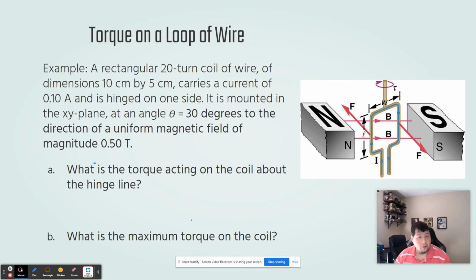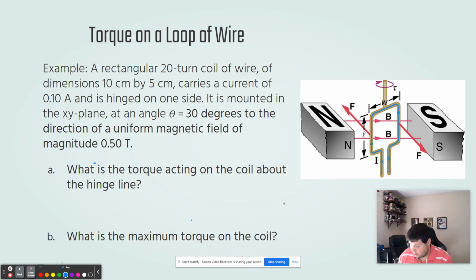It says here, a rectangular 20-turn coil of wire of dimensions 10 centimeters by 5 centimeters carries a current of 0.1 amps and is hinged on one side. It is mounted in the XY plane and at an angle of 30 degrees to the direction of a uniform magnetic field of magnitude 0.5 Teslas. It wants to know what the torque is acting on the coil about the hinge line.